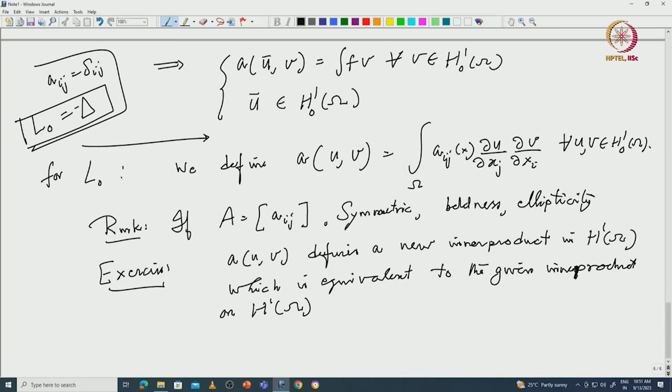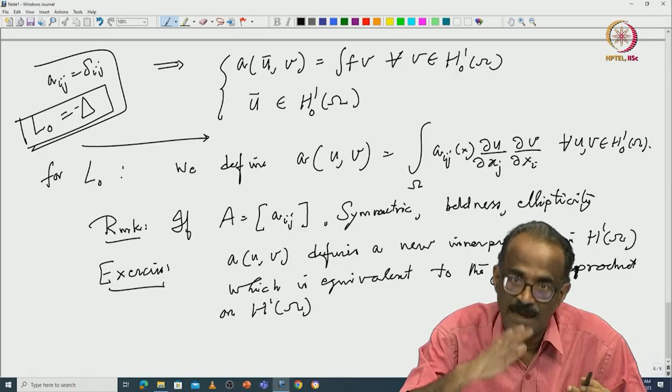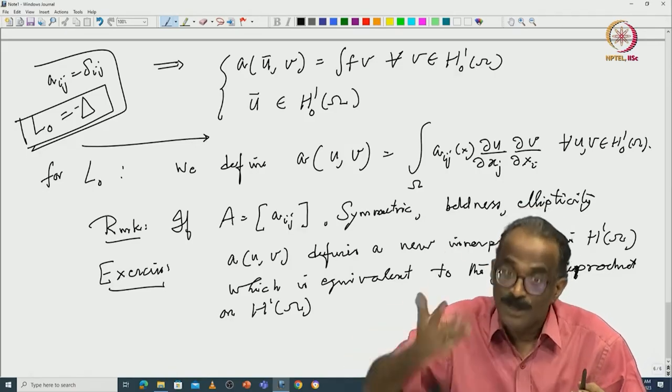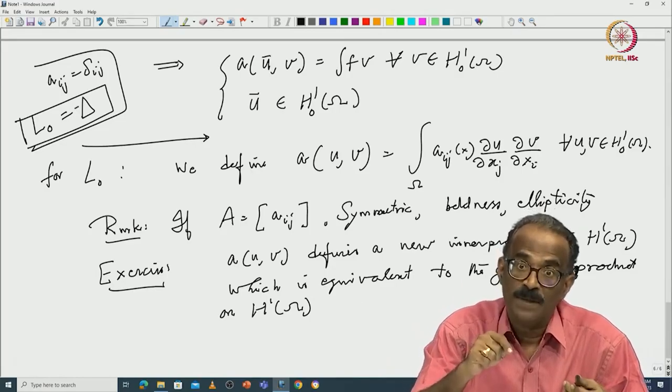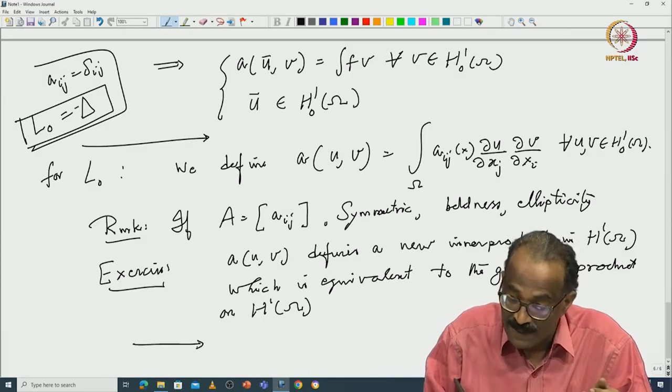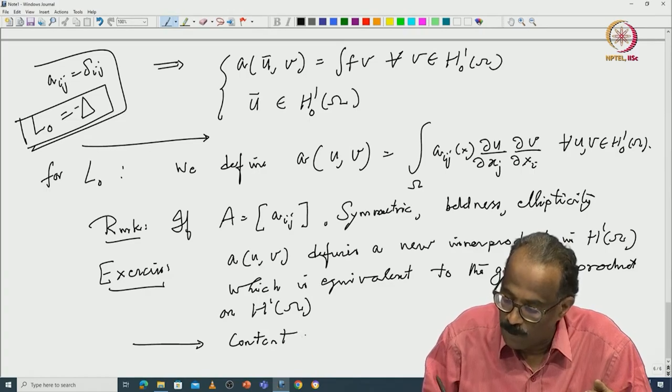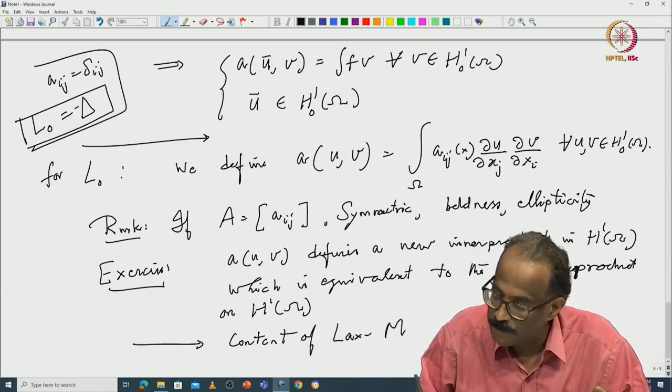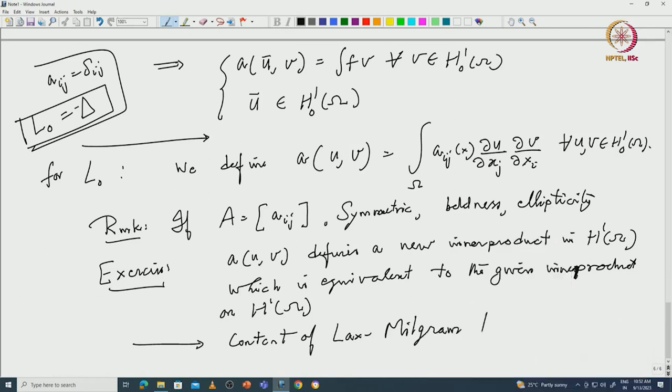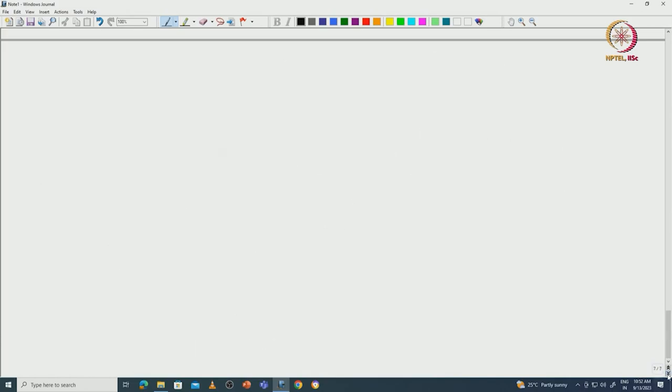Basically, what you are trying to prove is that you are going to again apply your Riesz representation theorem with respect to the new inner product A(u,v). That is essentially the content of the Lax-Milgram lemma, which we will be doing. I want to make one more remark here, and then I will end this talk.